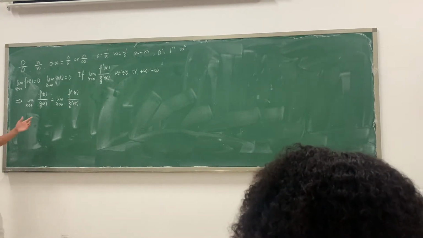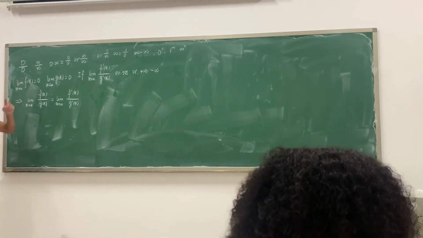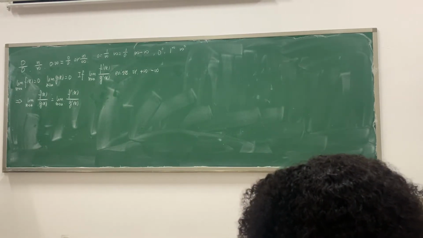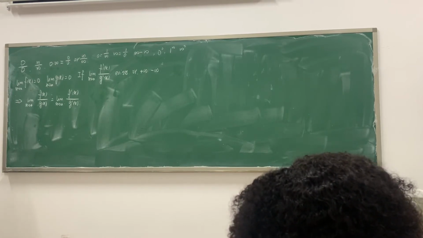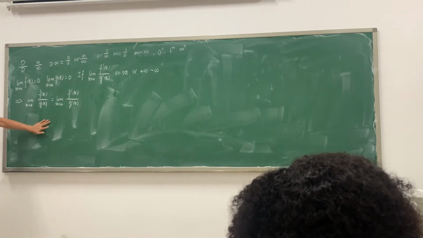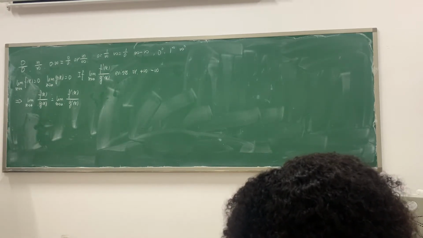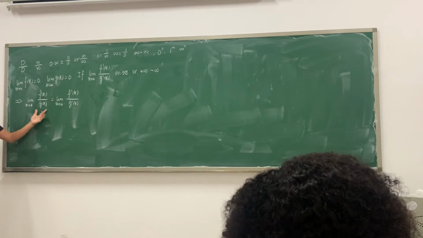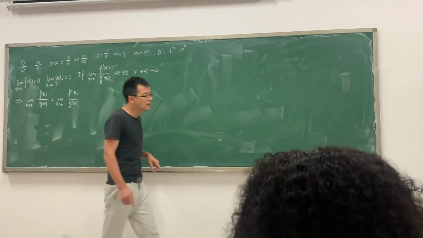So you keep in mind that if you need to find a limit, use the L'Hopital's rule. The first step is you must determine whether it is 0 by 0 or infinity by infinity. If it's 0 by 0 or infinity by infinity, you can use this rule. If not, you cannot use this rule, okay? So we have two steps. The first step is to determine whether it's 0 by 0 or infinity by infinity, and write it in this form, okay? So this is the L'Hopital's rule.